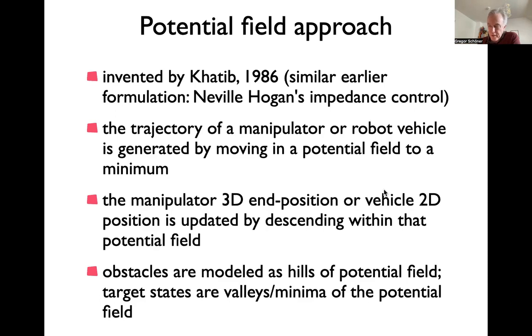And because you go downhill, so you certainly don't go uphill, you would avoid obstacles. You would not collide with an obstacle, because when you get close to an obstacle, it goes uphill. That's roughly the idea.